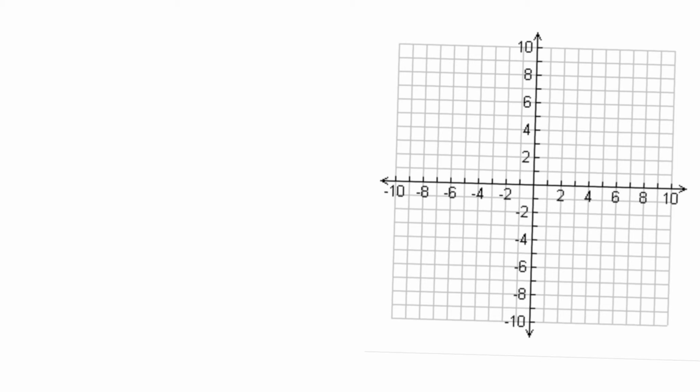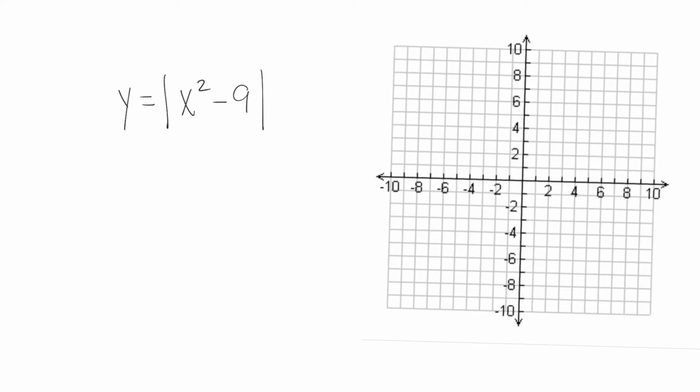Let's get another graph because, really, I need all the help I can get. Okay, what about this thing? What if we say y equals the absolute value of x squared minus 9. Okay, this is a quadratic function.